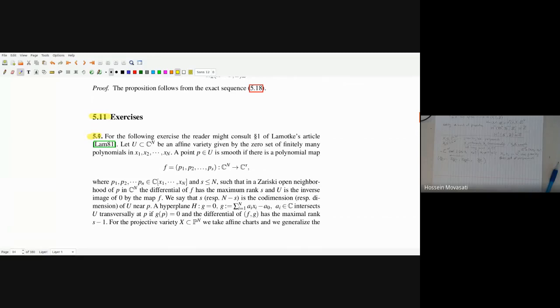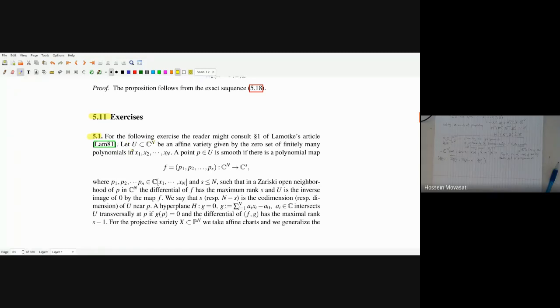Exercise 5.1. And actually, most of the content of this chapter is taken from an article of Lamotke. It is one of the really beautiful articles that I have read in my life. It's about reconstructing Lefschetz's original proof of his theorems.